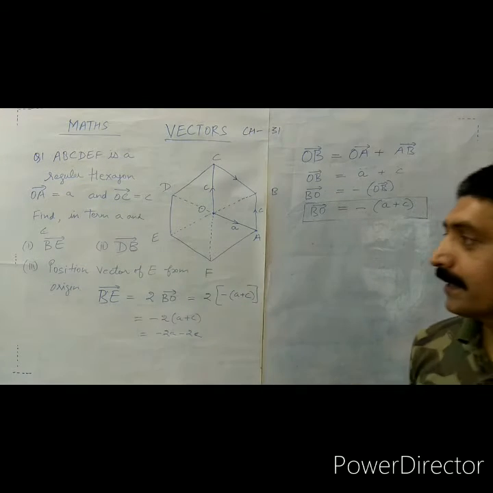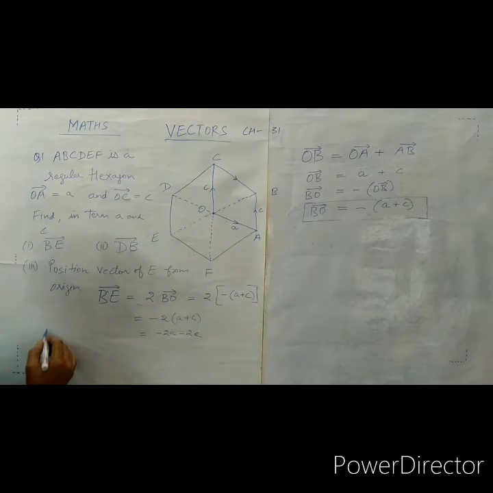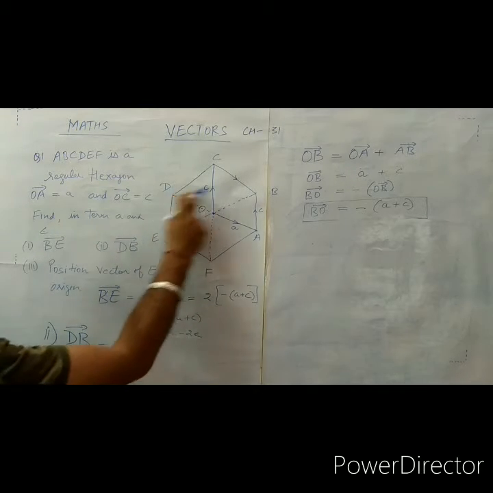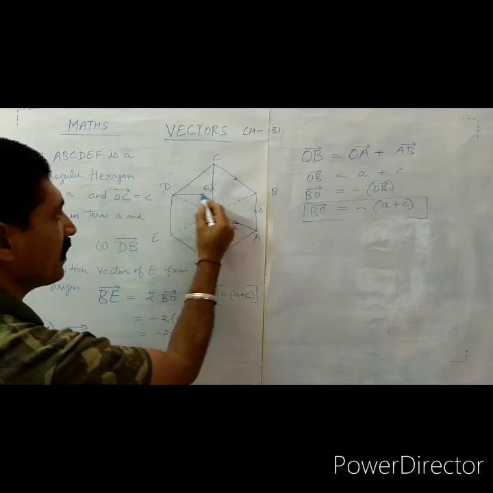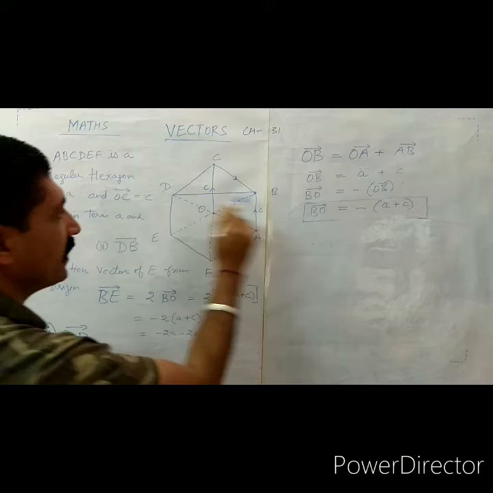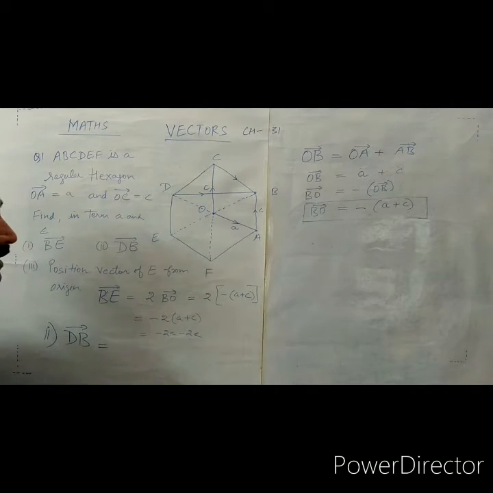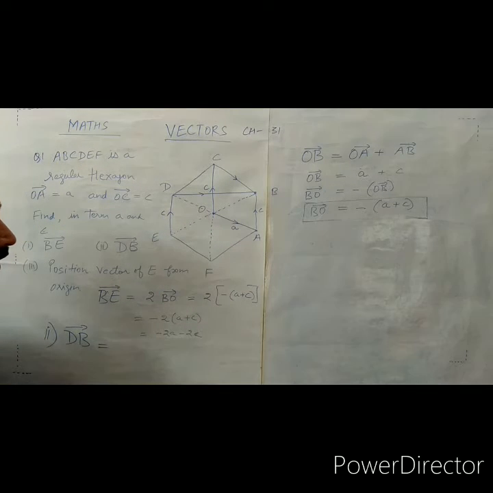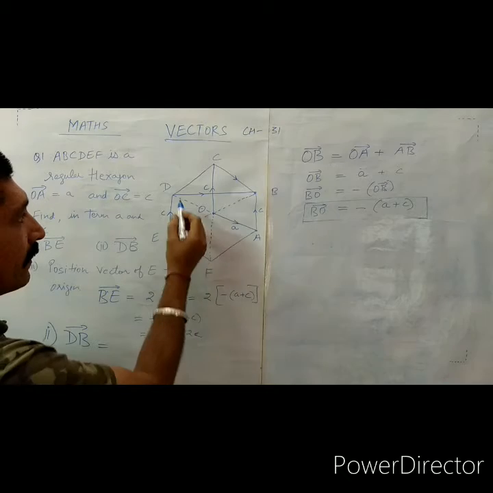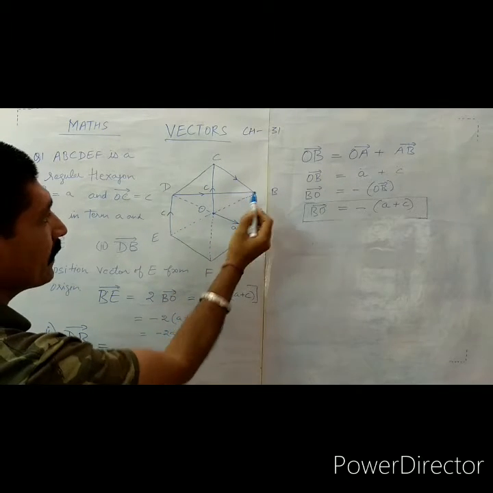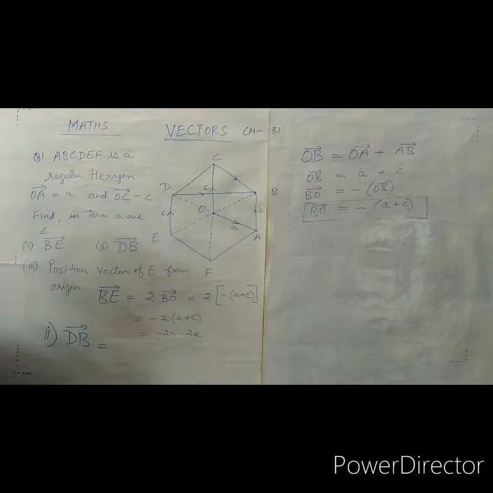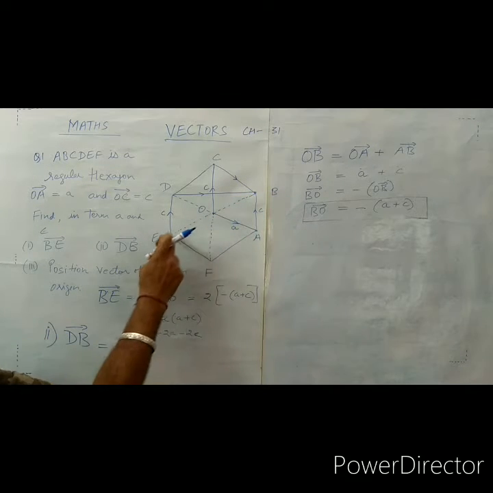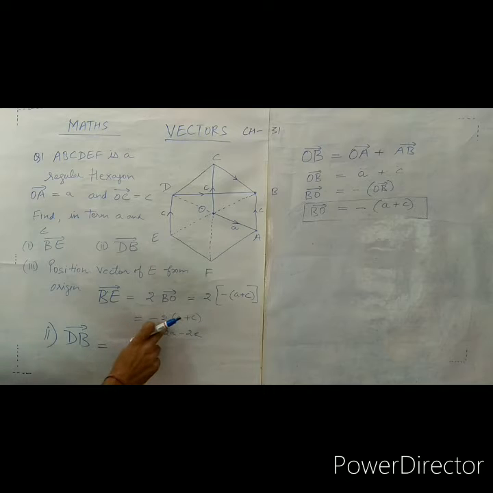So next part, we want to find the vector DB. How to find DB? This is the D to B vector. Here we know ED vector is C, and DB we want to find, and EB we have already found.